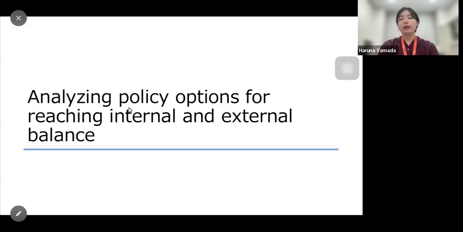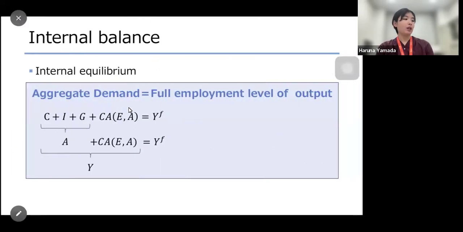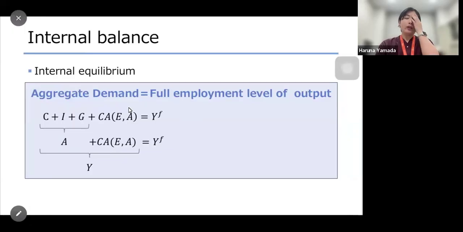Okay, this is the last video of this lecture. So the topic is analyzing policy options for reaching internal and external balance. So first, we explain the internal balance. Internal equilibrium is the situation that aggregate demand equals the full employment level of output.